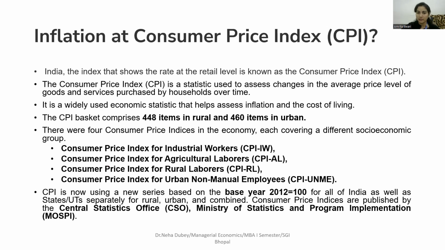There are 4 consumer price indices in the economy, each covering a different socio-economic group. The Consumer Price Index for Industrial Workers, CPI-IW, Consumer Price Index for Agricultural Laborers, CPI-AL, Consumer Price Index for Rural Laborers, CPI-RL, and Consumer Price Index for Urban Non-Manual Employees, CPI-UNME. CPI now uses a new series based on the base year 2012, which is considered to be 100, for all of India as well as states and union territories, separately for rural, urban and combined. Consumer price indices are published by the Central Statistics Office, Ministry of Statistics and Programme Implementation.